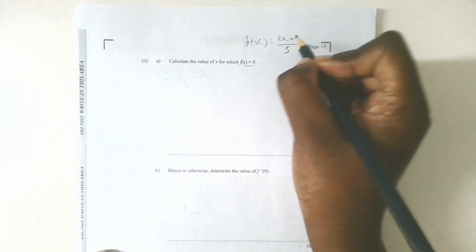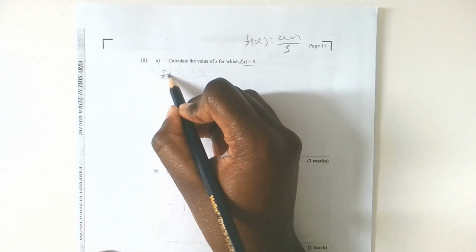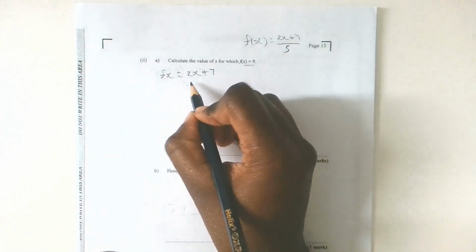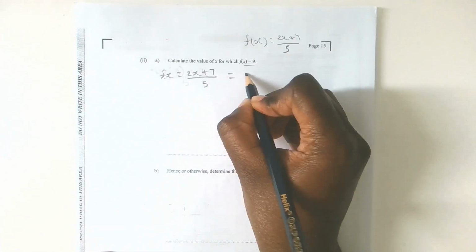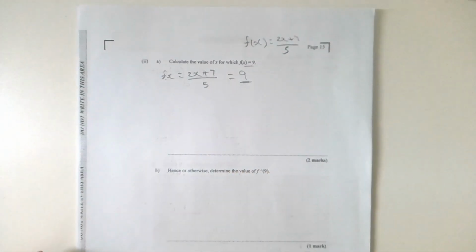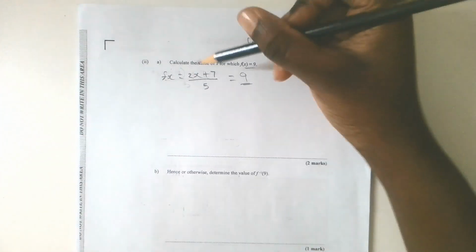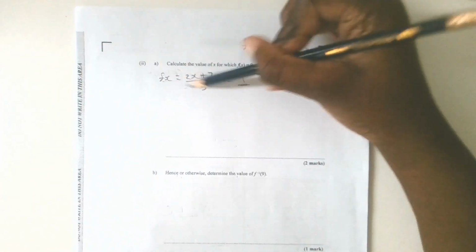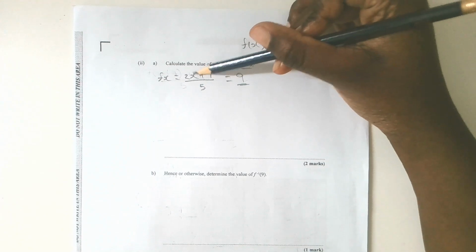So we have our f of x formula. f of x is equal to 2x plus 7 divided by 5. That is equal to 9. Guys, please don't be like me. Read your questions properly. So it says this formula here is equal to 9. So therefore we need to find the value of x. Okay?